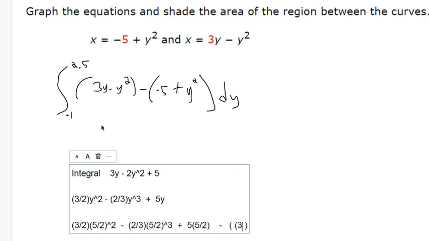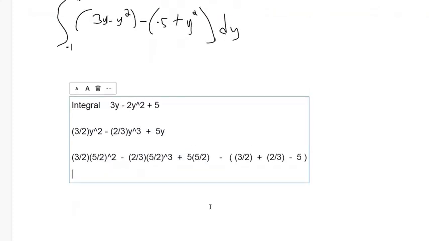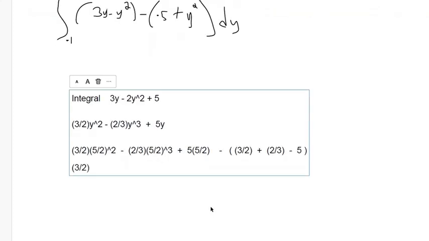So that's 3/2. And -1 squared is just going to be 1. So that's it for the first term. -1 to the third is going to be -1. So subtracting a -2/3, we'll say plus 2/3. Then plus 5 times -1 is 5. Okay, so we got 3/2. Then we got 25 over 4. And then we got 2/3.